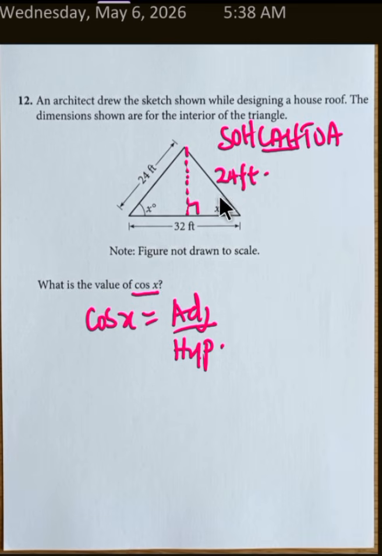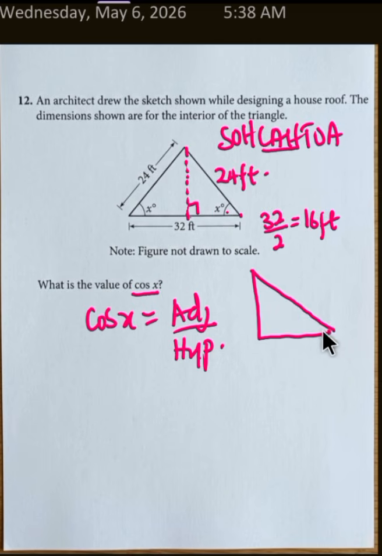Now, how do we get from this point to this point? The total base is 32 feet. So for us to get from this point to this point, we say 32 divided by 2, which is 16 feet. So this part is 16 feet. If I bring out the triangle, it's going to be this way. Here is 16 feet, and this is 24 feet.